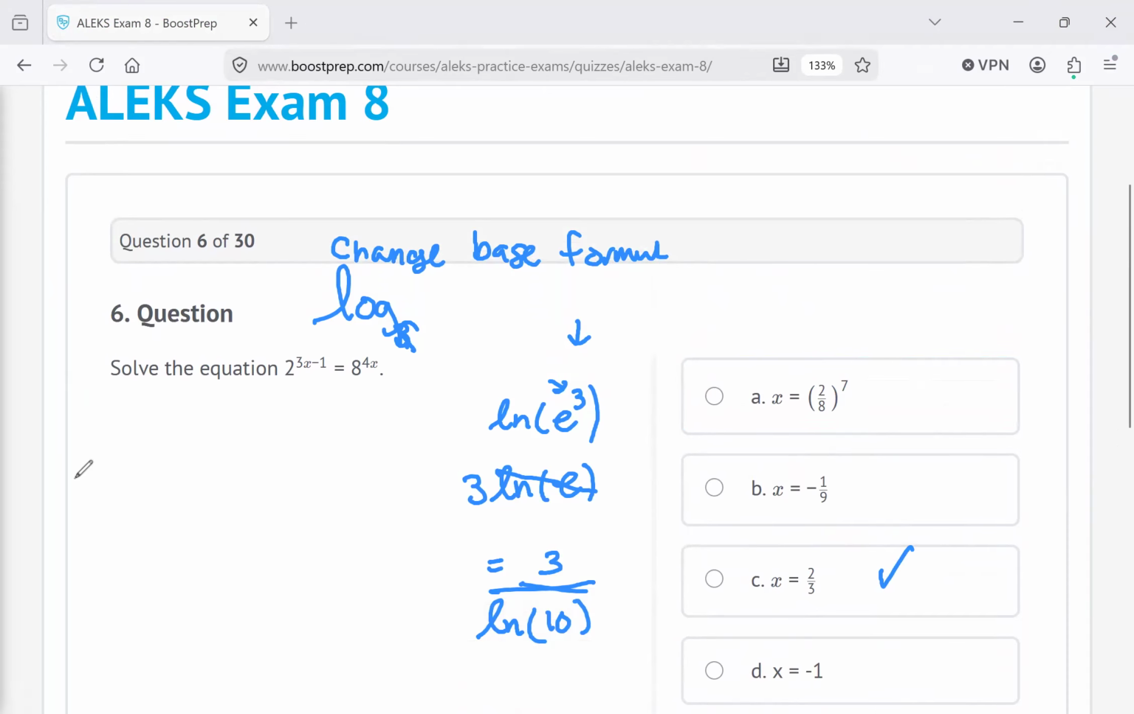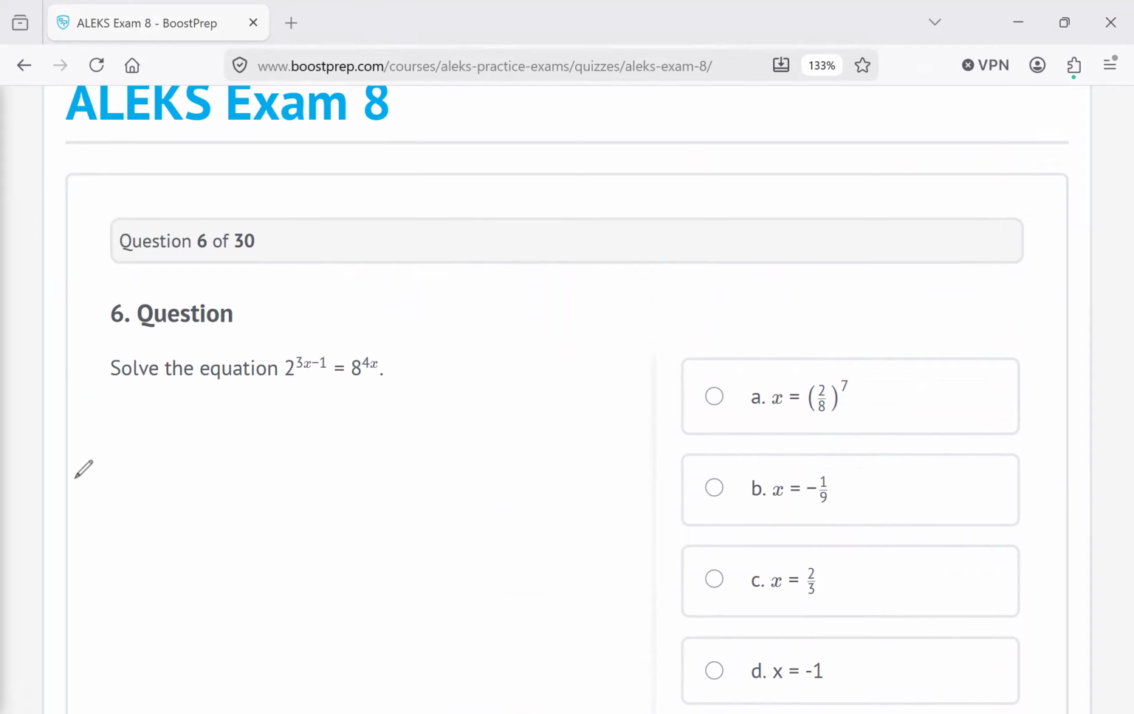Okay, let's move on to question 6. Solve the equation. We have 2 raised to the 3x minus 1 equals 8 raised to the 4x. What you want to do is probably get everything in a common base. This has a base of 2, this has a base of 8. What I will do is rewrite this base as a 2. 2 to what power gives you 8? 2 to the cube, right? And you still can't forget about raising it to the 4x.